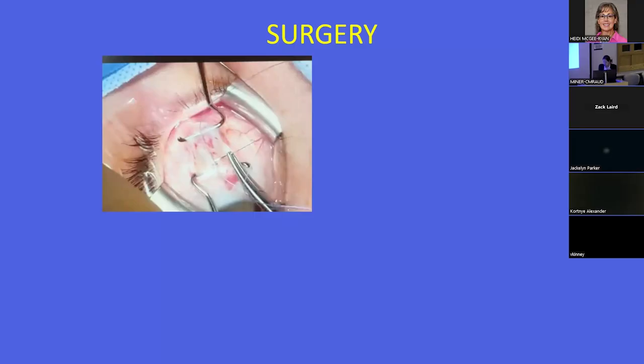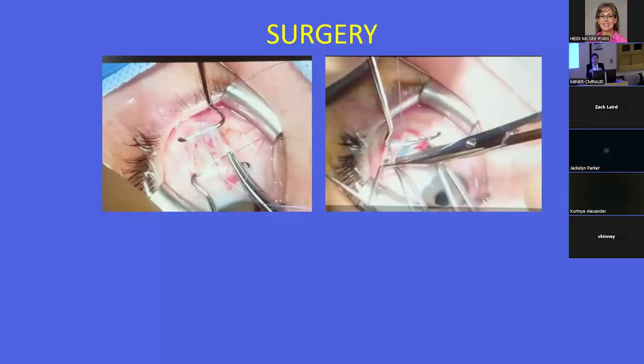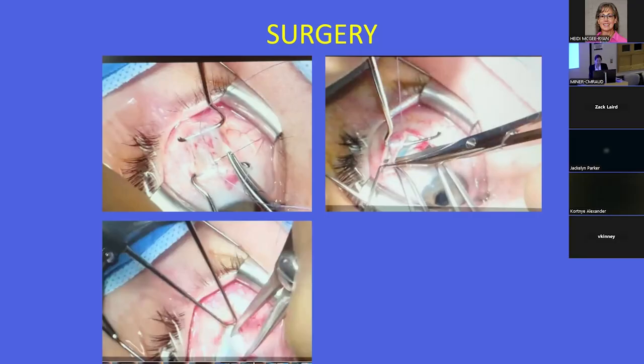This is because we will cut the muscle. We will disinsert it from the globe, and we don't want to lose the muscle. So that's the reason we secure it before cutting. Then we use calipers, and this is the importance of a good clinical examination to get the right angle.